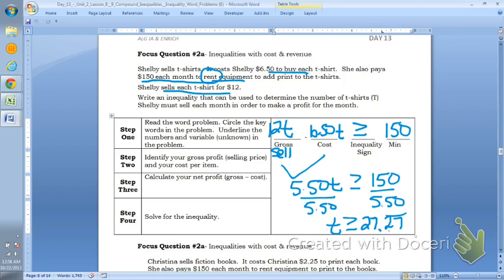Remember condominium, we need to make a minimum value. So these are the problems that you always need to round up, regardless of the other rounding rules. Just because that's a 0.2, normally rounding you would round it off to 0 and just be 27, but we will always round up. So the actual number of t-shirts she must sell has to be greater than or equal to 28 t-shirts. So when you have the at least, you always round up.